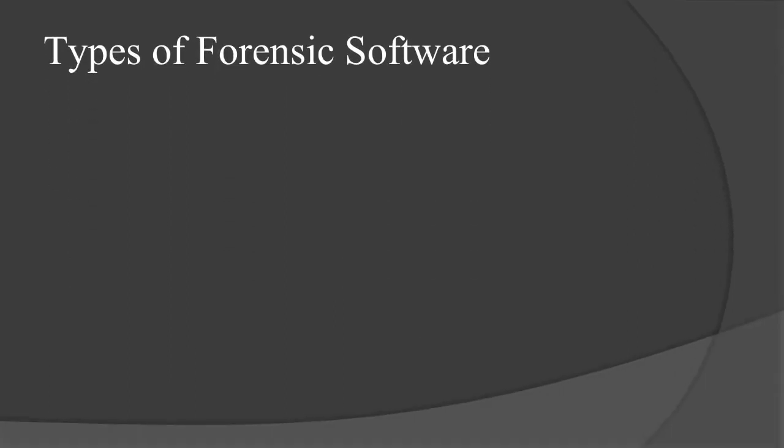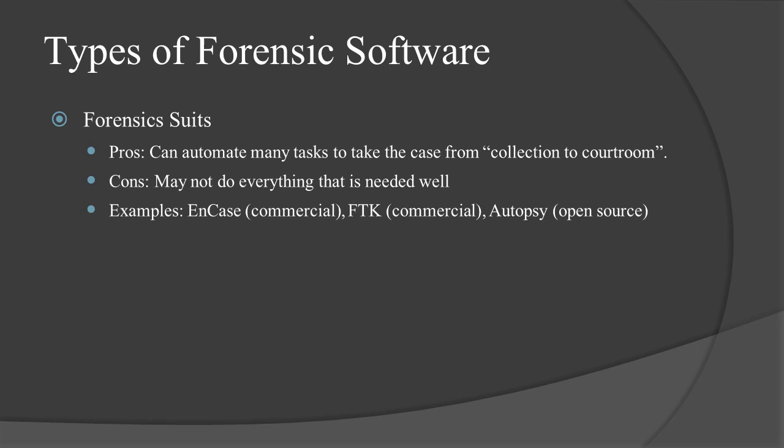There are also two categories of software used in forensic investigation. The first is forensic suites. The advantages are that you can automate many tasks to take the case from collection to courtroom, in that everything you need is in one software package. The disadvantage to this is they may not do everything that you need well. Examples of forensic suites are NCase, FTK, and Autopsy.